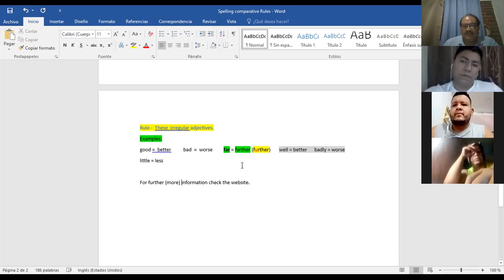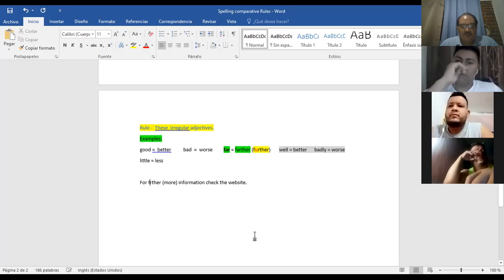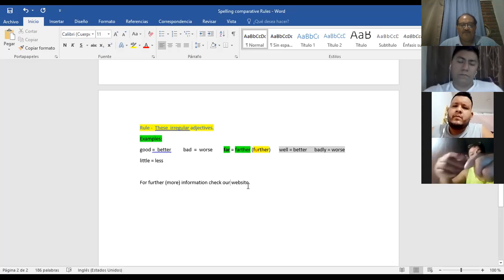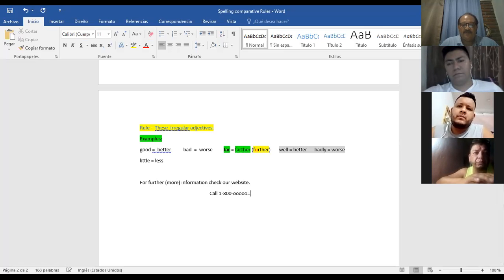So then this is with a U. Ahí, aquí sí no van a usar la A, right? For further information, no, this is the one with the U. For further information, check the website. Or for further information, check our website. For further information, call 1-800-000. Okay, 1, 2, 3, 4, 5, 6.